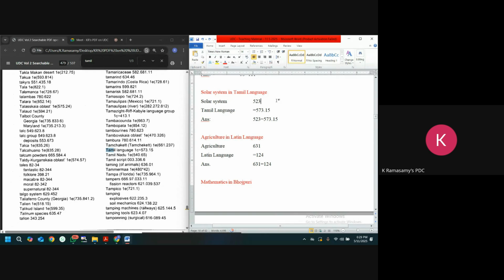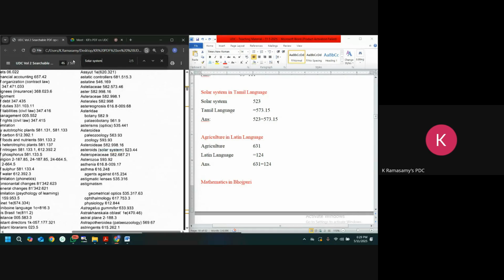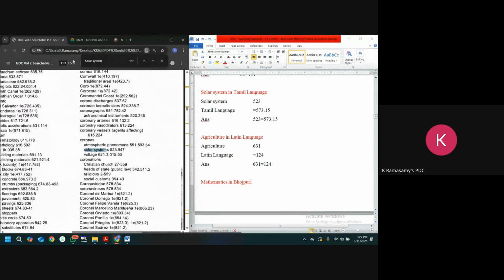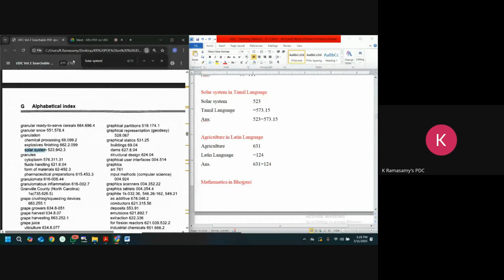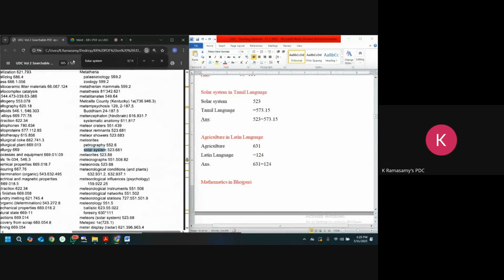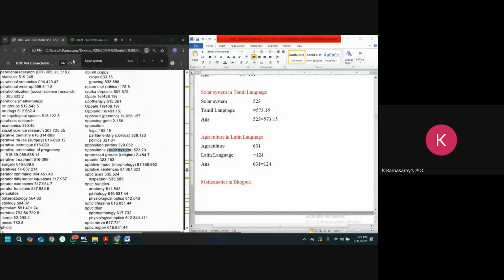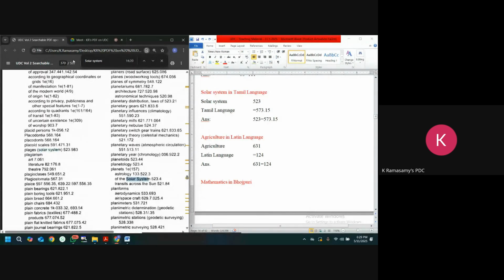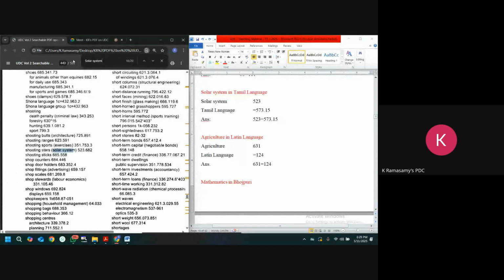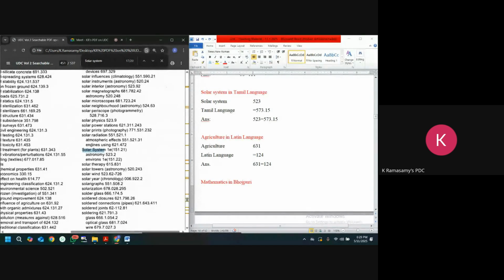This is another book: solar system in Tamil language. Let me try what is the number for solar system. I don't know the answer, so I go to the index and type solar system. I think more than 10 places the word solar system appears. Let me keep pressing enter to reach the main entry. Yes, solar system, you can see the answer. It is in astronomy, 523.2. That's the answer for solar system.